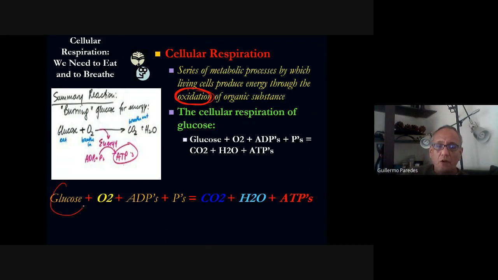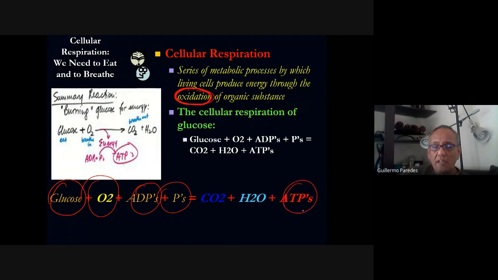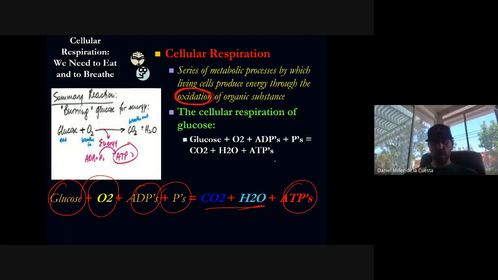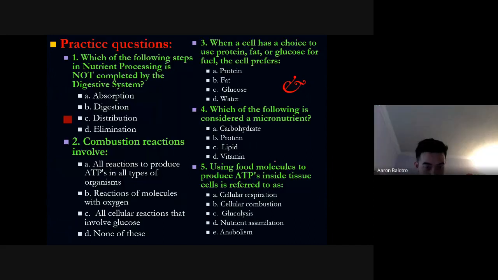So we have the glucose plus oxygen going to make the ADP add one phosphate. And what you're going to make are ATPs and the waste products, again, the carbon dioxide and the water. Is that clear so far, please? Yes. Yeah. Okay, thank you.